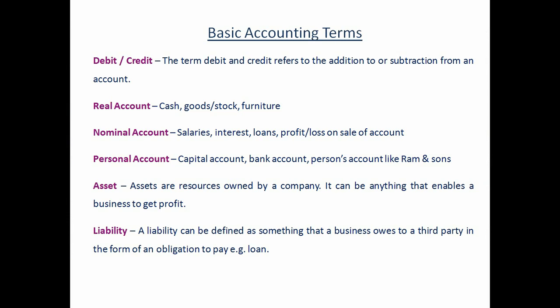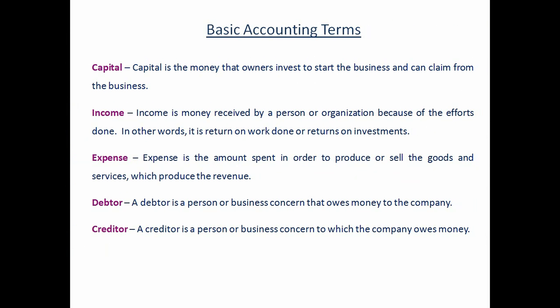Capital. Capital is the money that owners invest to start the business and can claim from the business. Income. Income is money received by a person or organization because of the efforts done. In other words, you can say that it is return on work or return on investment. That is the return or profit on the work you have done. Expense is the amount spent in order to produce or sell the goods and services which produce the revenue.